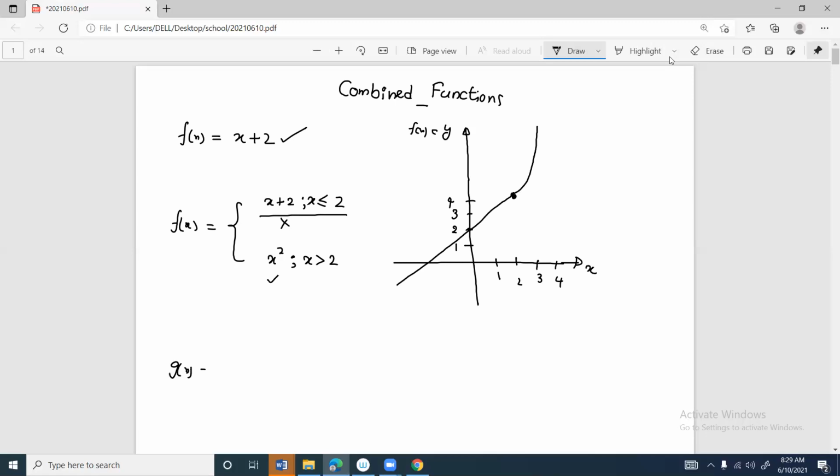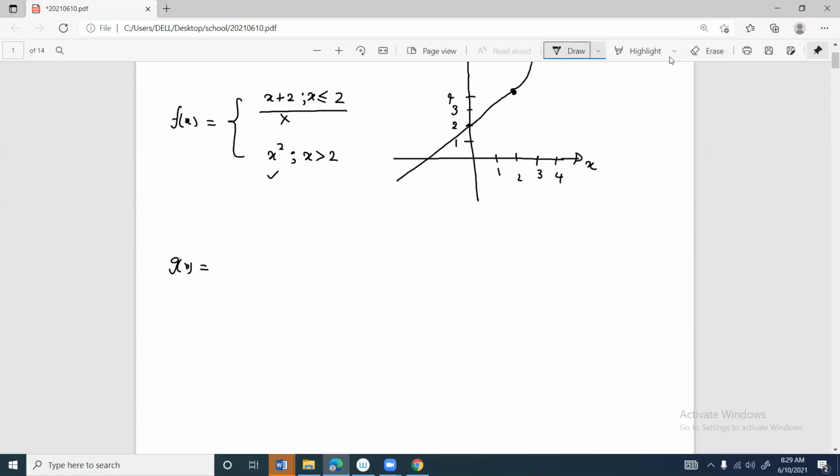We'll say g(x) equals like this. It can be x plus 2 for the range of x less than or equal to 2. It can be 4 for the range 2 to 3. Then it can be 4 minus x for the range of x greater than 3. Right. Let's draw this graph.